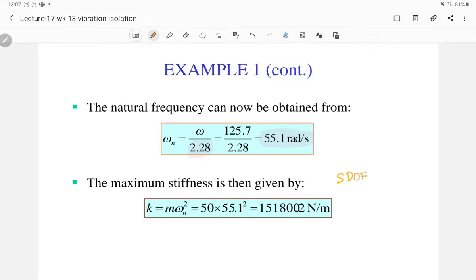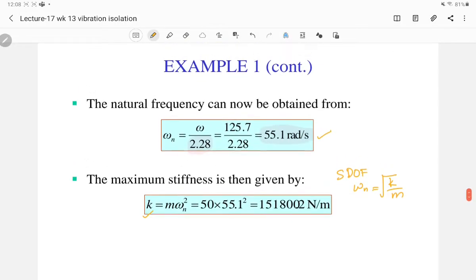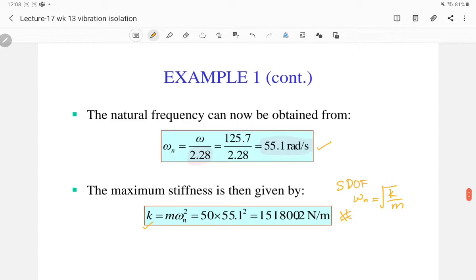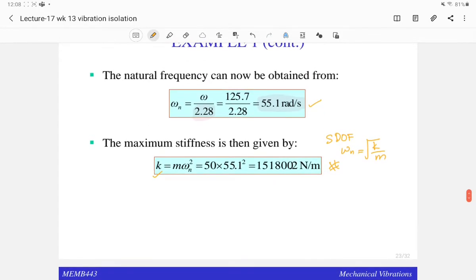It's easy because the isolator model is basically a single degree of freedom system. So from there you know that your omega n equals the square root of K over M. Since you have your omega n, you can calculate your K. So K is actually 1.52 mega Newton per meter. Alright, so that is how you get your stiffness for your isolator. So that is example 1.